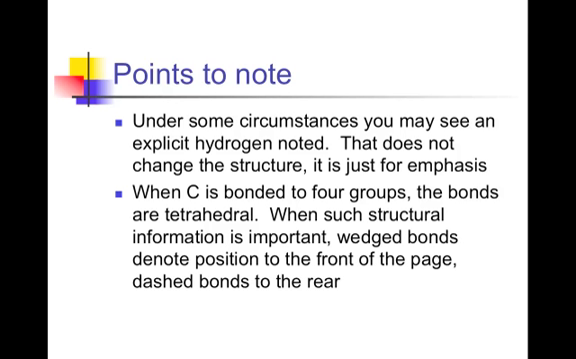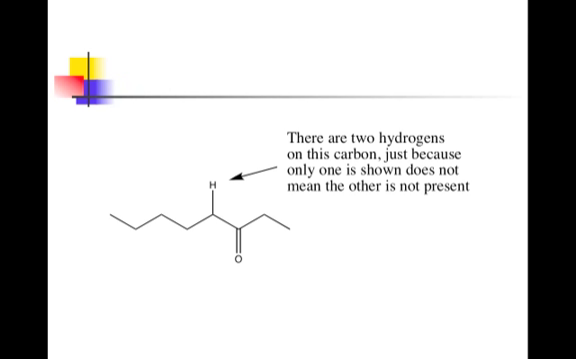Points to note. Under some circumstances, a hydrogen may be highlighted. That doesn't change the structure, it's just to point out the presence of a hydrogen to you. Another thing to point out is that when a carbon is bonded to four groups, the bonds are tetrahedral. When such structural information is important, you'll sometimes use wedged and dotted lines to show groups that are attached to the carbon pointing towards you or away from you. Those are part of beginning to think about the 3D structure of molecules.